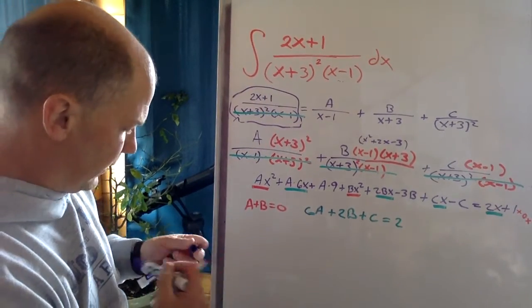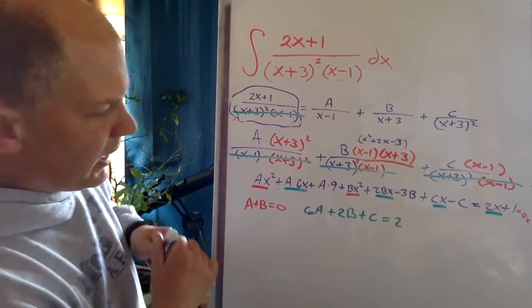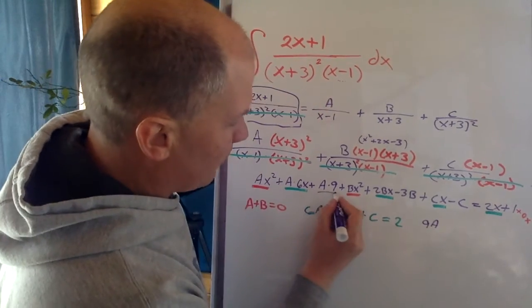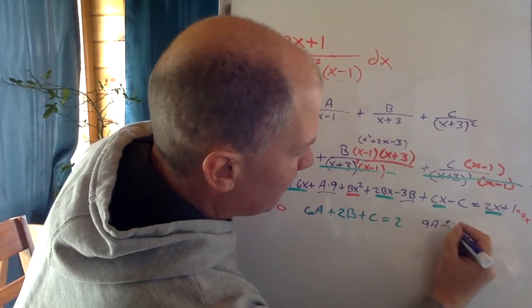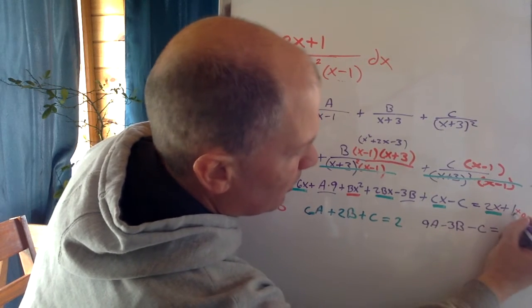And lastly, let's find a new color. We'll do it in purple. We know that 9a, right, this term, minus 3b minus c has to equal 1.